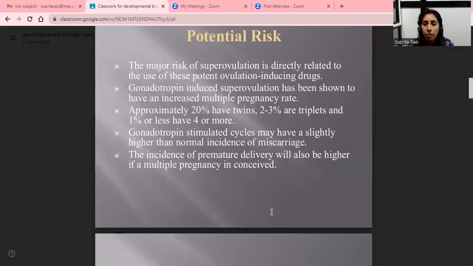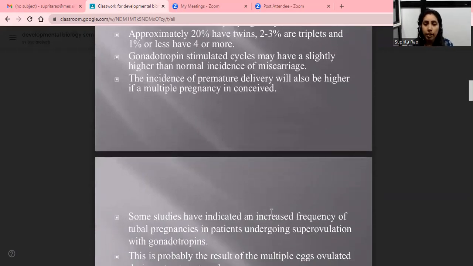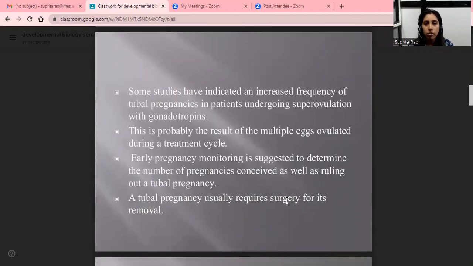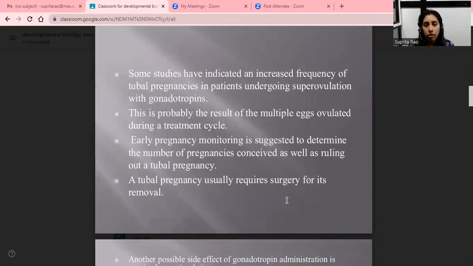We also have premature deliveries because of this. So the embryos or the fetuses then are grown in an ICU for quite a big amount of time until they can be taken home. So these are the complications of having superovulation.